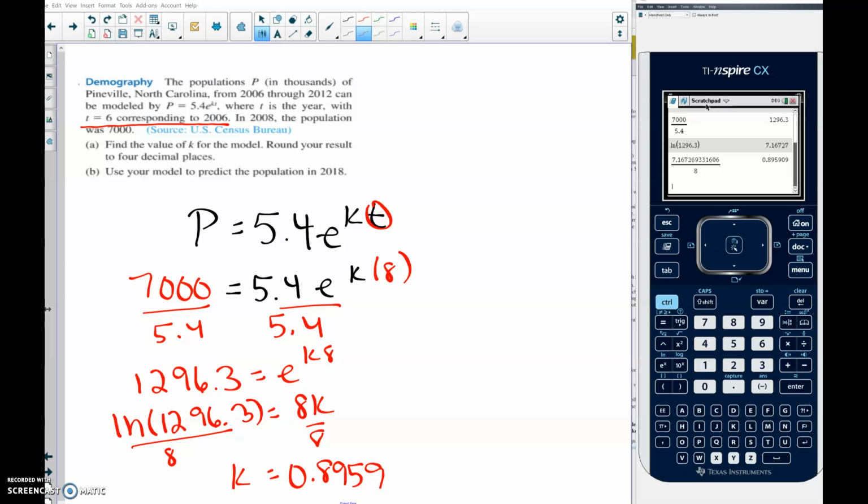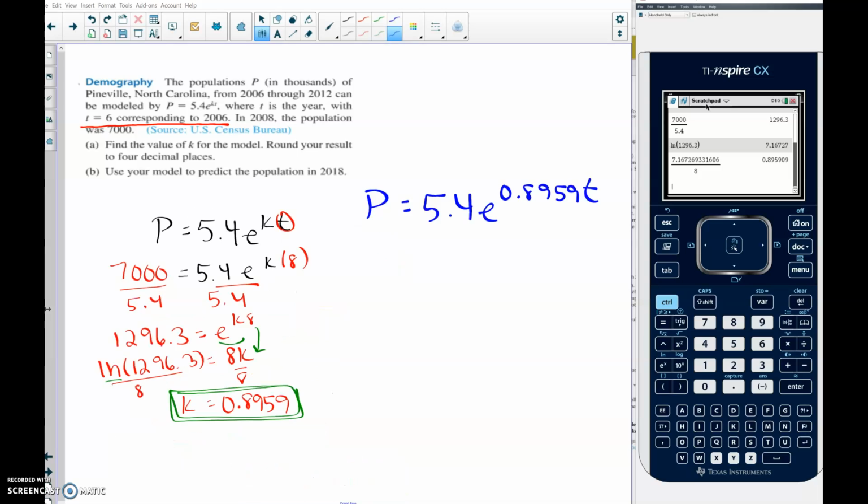Alright, notice that in order to get rid of base e, I had to take the ln. And also I rewrote k8 as 8k. And the question said to round to the 4th decimal place. Alright, part B. Now use your model. Your model has this new k in it. Use your model to predict the population in 2018. Your new equation here has the constant k plugged in, and now you are solving this for the year 2018.